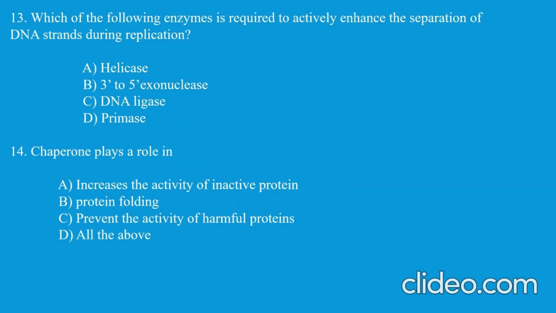Next question, question number 13. Which one of the following enzymes is required to actively enhance the separation of DNA during replication? So unwinding of DNA is done by helicase in DNA replication.